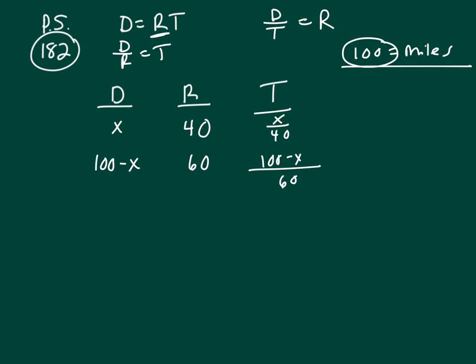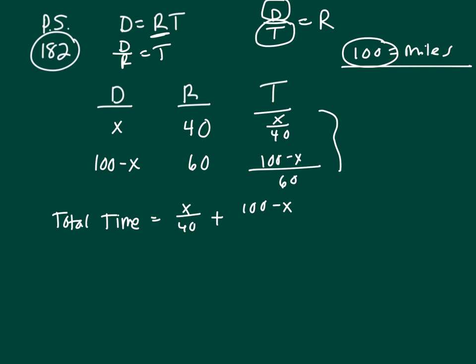for the second. Now, we're trying to find the rate, average rate. So that's going to be the total distance, which is 100, over the total time. So let's find the total time. So total time would be where you sum these two, and that would be X over 40 plus (100 minus X) over 60. When you add fractions, you have to have a common denominator.